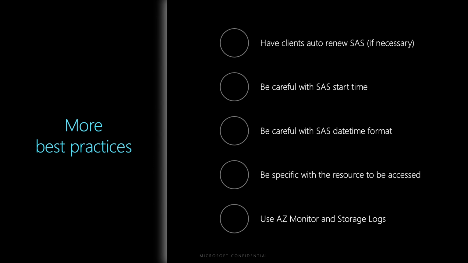Be specific with the resource that's going to be accessed by your SAS. Always use the principle of least privilege, only granting access to resources that will be accessed or modified, and not all resources in the account. Remember that, always use least privilege. Lastly, use Azure Monitor and storage logs to view spikes and authorization failures and to gather data about your failures.